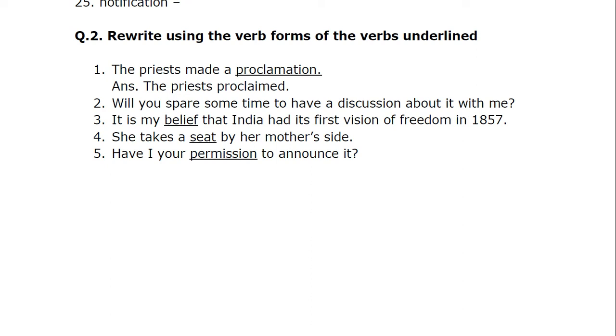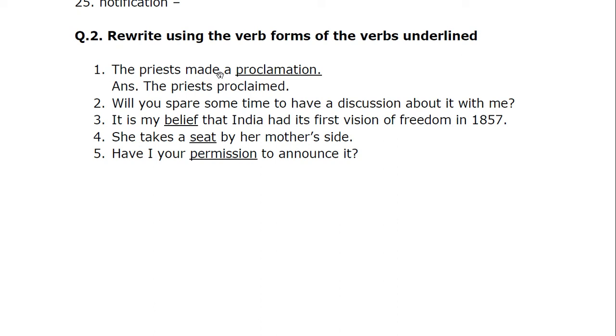So here you see the priest made a proclamation. So here he already finished making. He made a proclamation. Correct now? So proclamation, proclaim. Main word is proclaim. And what will be the past tense? Proclaimed. Right? So you will write here proclaimed. Why does it come proclaimed? Because here you see this is past tense. Priest made. Okay? Supposing it was the priest makes.